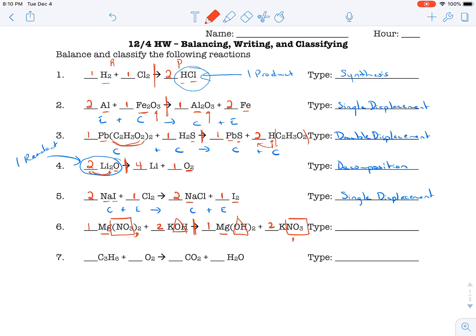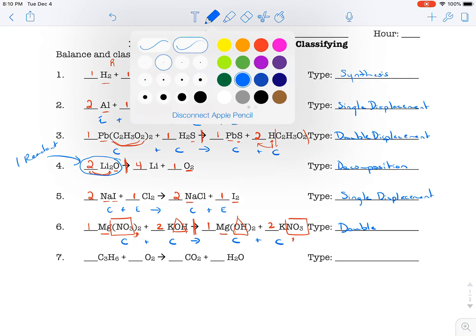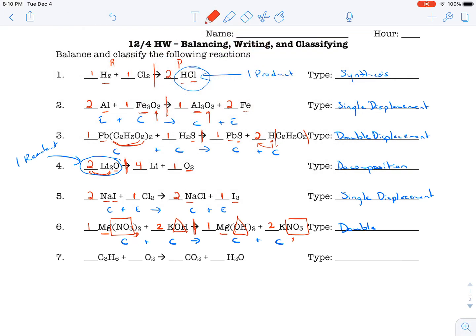Okay? Awesome. Now, type of reaction, if we go back, we have a compound plus a compound gives me a compound plus a compound. So that would be a double displacement reaction. All right, let's work the last one here. We have C3H6 plus O2 gives me CO2 and H2O.